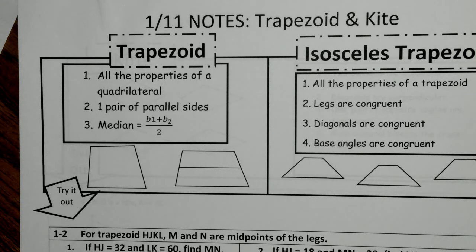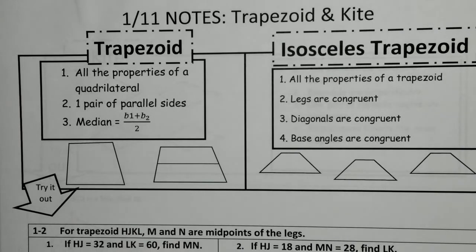Alright guys, here are your last set of notes for our quadrilateral unit. We're going to talk about the trapezoid and the kite. Trapezoid, we can have a few different kinds. One, just your basic trapezoid here. We have all the properties of a quadrilateral, so it's still four-sided, and the angles still add to 360 degrees.